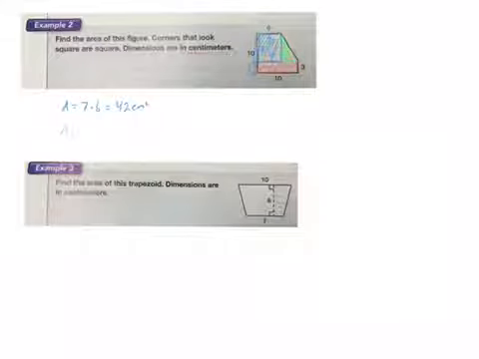The area of that green triangle is going to be 1/2 the base. We need to calculate the base. Let's see. The whole length is 10, and this part over here is 6. So that means this part over here must be 4. So 1/2 times 4 times the height, which is that 7 that we found there. Well, 1/2 times 4 is 2. So 2 times 7 is equal to 14 centimeters squared.